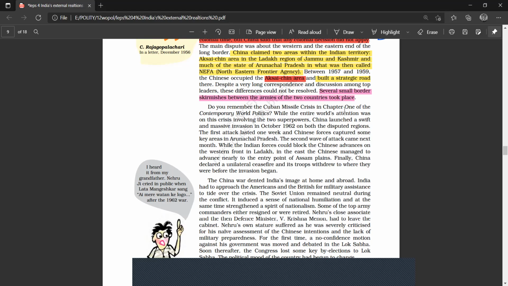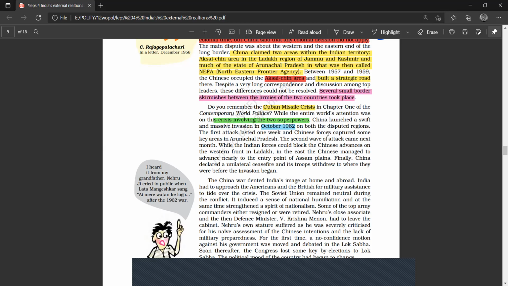Do you remember the Cuban Missile Crisis in Chapter 1 of Contemporary World? While the entire world's attention was on the crisis involving the two superpowers, China launched a swift and massive invasion on October 6, 1962. All right, so here you can see that whenever world politics or the world media had their eye somewhere else, China took advantage of this fact and attacked us every time. So in October 1962, when the Cuban Missile Crisis was taking place, China attacked us.